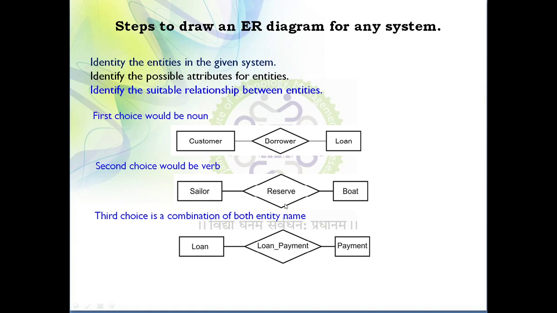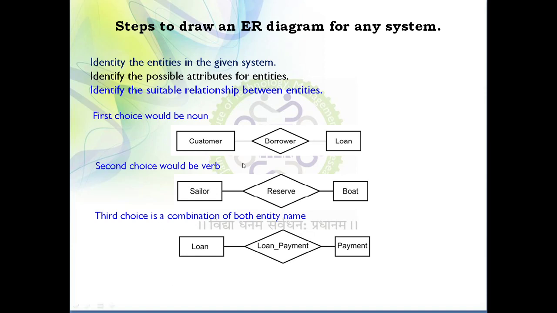Then suppose in a particular case, a suitable noun is not available, and a suitable verb is also not available. In that case, what will you do? You will take a combination of both. In this case, there are two entities, one is a loan and the second one is a payment. Here, in order to take a relationship between these two, I have taken the relationship name as loan underscore payment. Why is it so? Because in this case no sufficient noun and no sufficient verb is available. So my third choice would be the combination of both. These are the three steps that you need to follow while drawing an ER diagram.